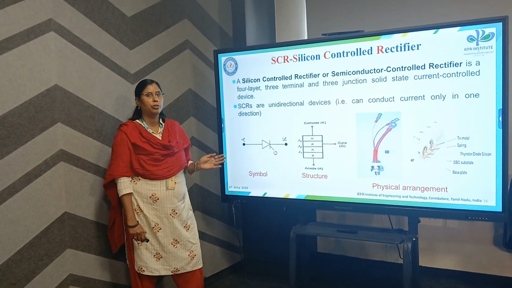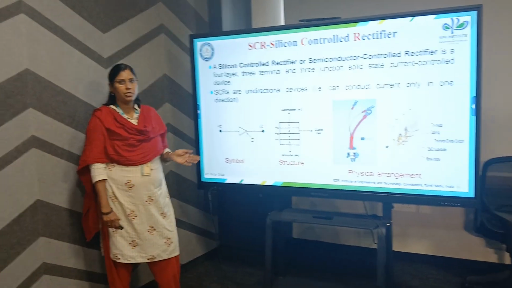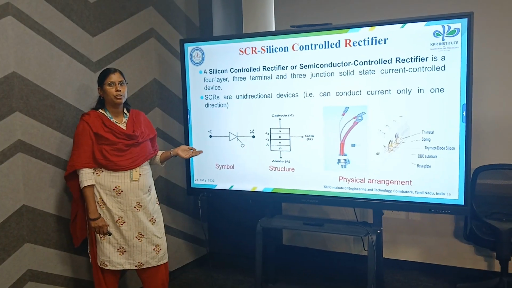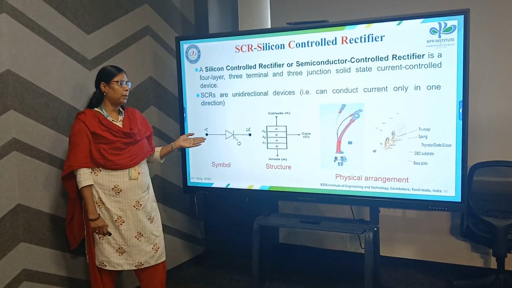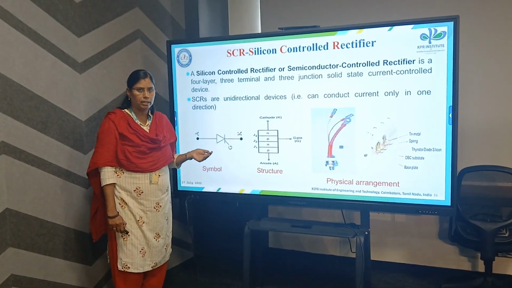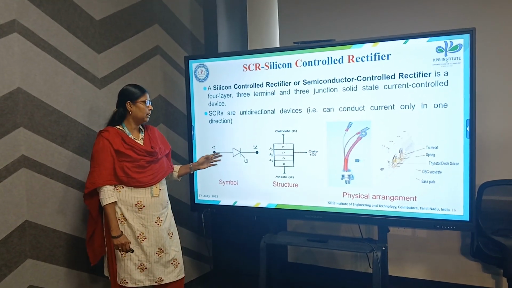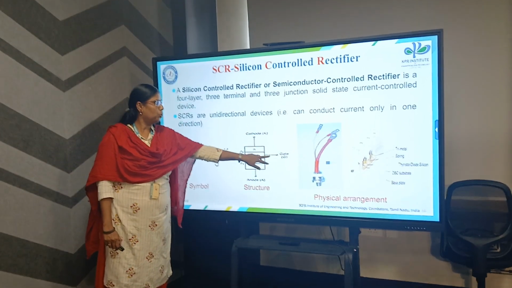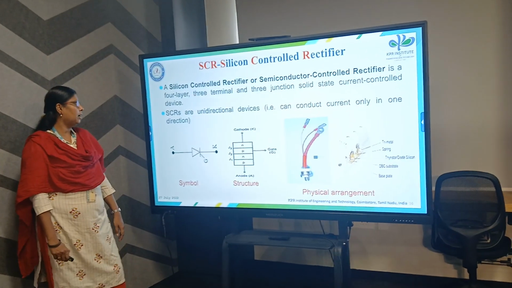The terminals are anode, cathode and gate. It has 3 junctions, J1, J2 and J3. Two PN junctions are connected together to make an SCR. We give the supply between the anode and cathode, so the junctions J1 and J3 react. We want J2 to react for the operation, so the gate terminal is connected near the P type, and the gate supply is given through this terminal. Then J2 reacts. This is the main concept of SCR.